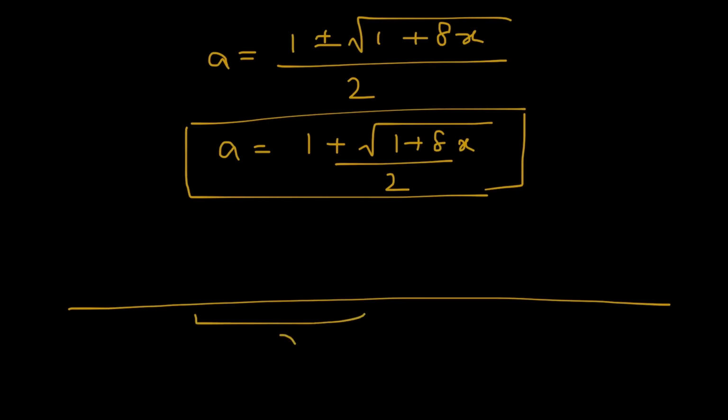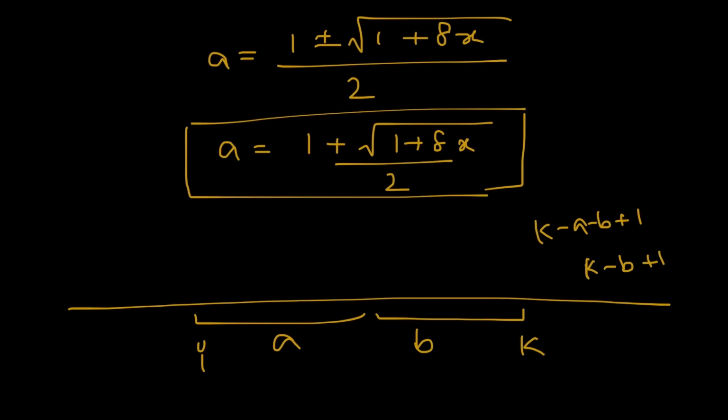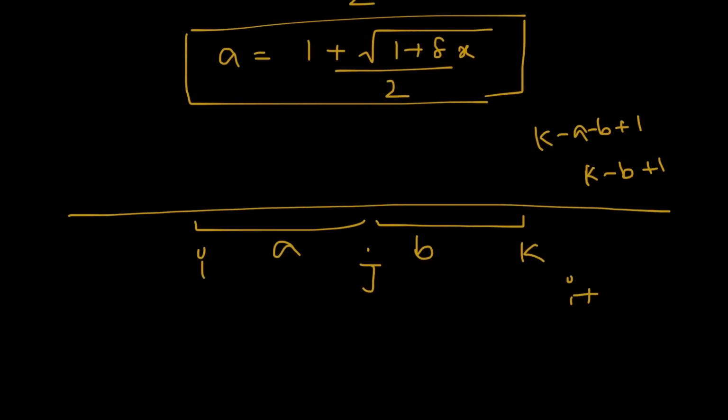You know that this part is A, this part is B, and it is K. So if you subtract from K, that is K minus A minus B, and add 1, you will get this index I, right? You'll get this index I. And similarly, if you subtract from K minus B plus 1, you will get the J here. Or else you can also do something like I plus A plus 1. That way also you can get the value of J.